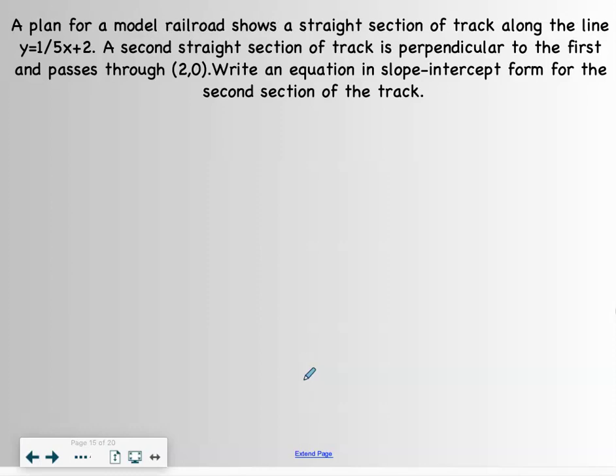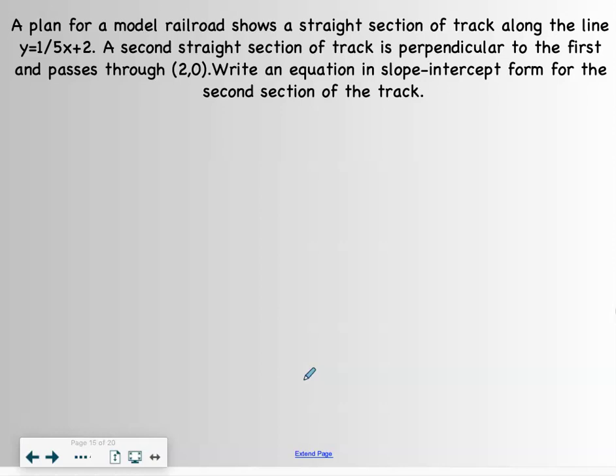Okay, what does this say? A plan for a model railroad shows a straight section of a track along the line y equals 1/5 x plus 2. A second straight section of the track is perpendicular to the first and passes through the point 2, 0. Write an equation in slope-intercept form for the second section of the track. Oh boy, there's a lot going on here. Who has a plan?